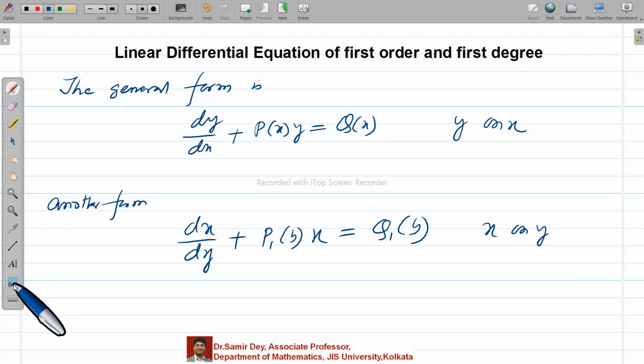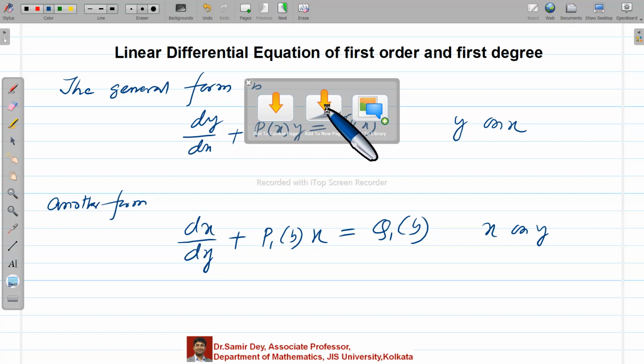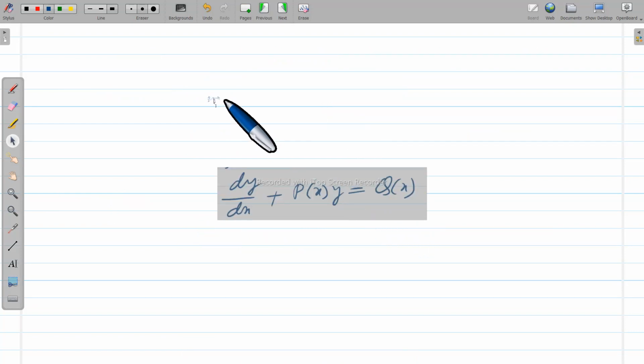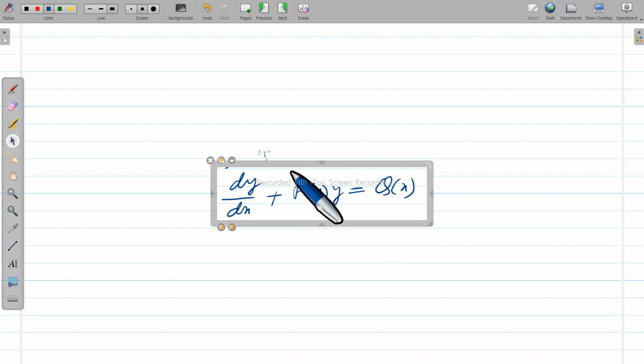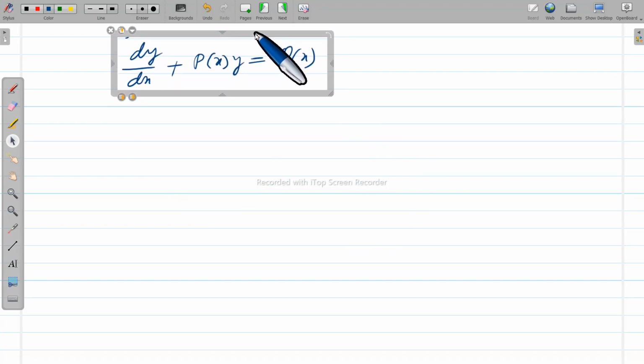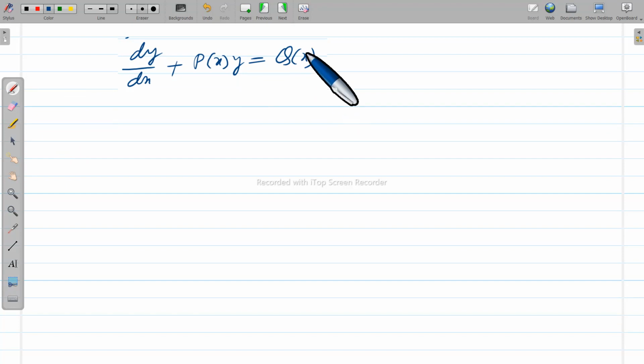Now, if I have this type of problem, try to understand how to solve it. If your differential equation is in this form, then you have to find your integrating factor. What is the formula of the integrating factor? e to the power integral of P(x) dx. This is the unique feature of this linear equation.